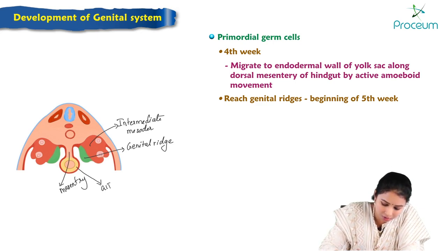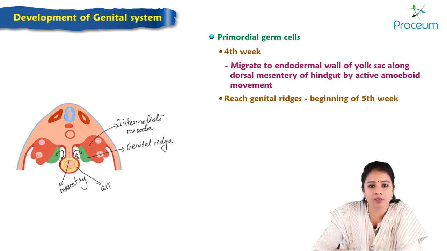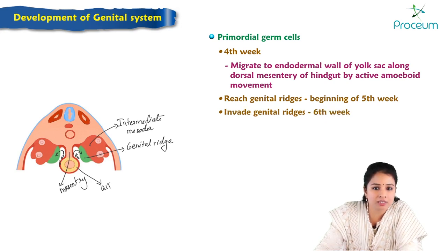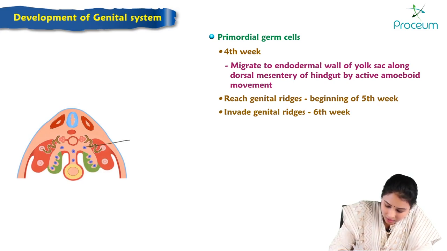So along the endodermal wall of the yolk sac, along the dorsal wall of the yolk sac, the cells migrate into this genital ridge. The cells migrate into the genital ridge during fifth week, and they invade into the genital ridge by sixth week. So in this image, we can see the primordial germ cells, which are traveling along the mesentery.